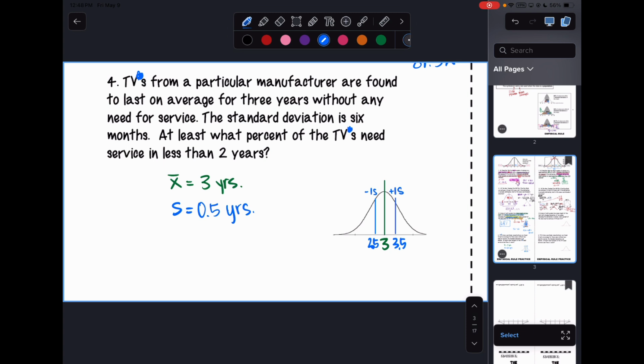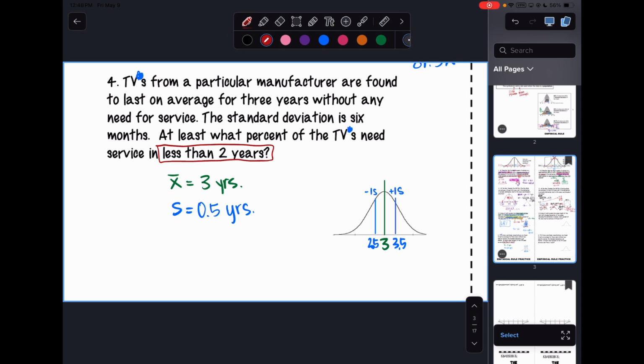Because it's less than 2 years or more than 2 years? This is more than 2 years. We're looking for the TVs that need service in less than 2 years. So we would start after 2.5? No. Well, you mean after as in to the left of it? Yes. What I was thinking was I was saying no because it's before 2.5 years. Does that make sense? 2 years is before 2 years and 6 months.